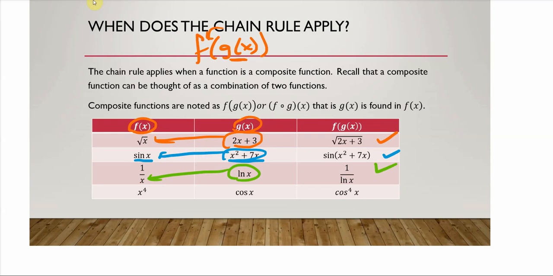And finally, on the last one, I have x to the 4th for my f function and cosine of x for my g function. So if I take my g and plug it into my f function, I'm going to get cosine to the 4th of x. So that's going to be my composite function. That's what a composite function is, a function within a function.